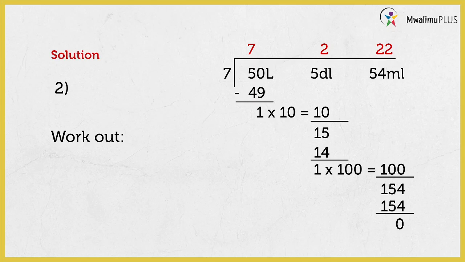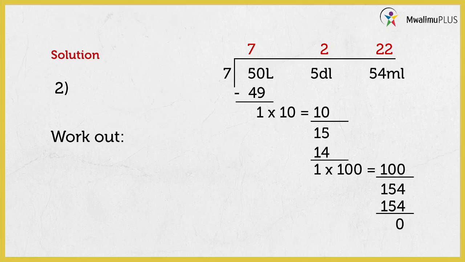Then I divide 15 by 7 to get 14, because 7 times 2 gives me 14. So I write 2 under 5 dl and 14 below 15. I do subtraction again, and I get 1. Now 1 dl, if I convert it to ml, I multiply by 100 to give me 100. So I've converted 1 dl to 100 ml.